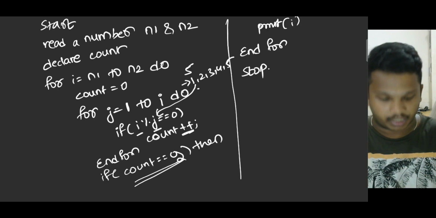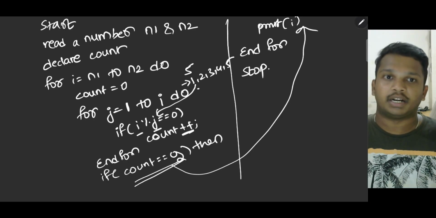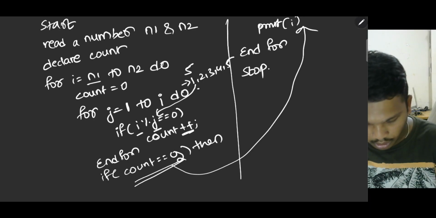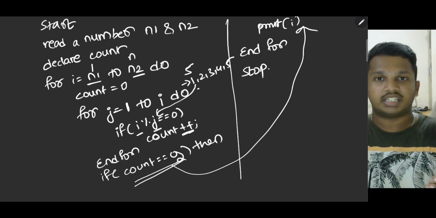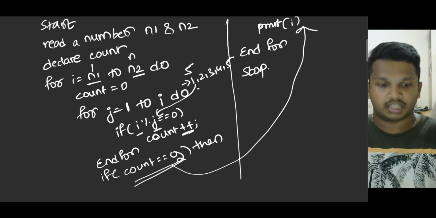Then we will not print. So observe: if count is equal to 2, then we print it, or else we will not print it. In this way, from n1 to n2, for example i equal to 1 to n, we will run this for loop. For every number, we will check whether the given number is prime or not. If it is prime, we will print the number, or else we will not print it.